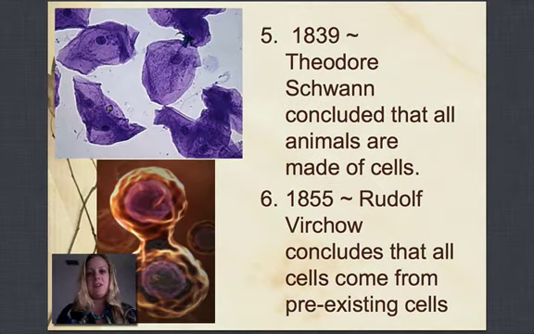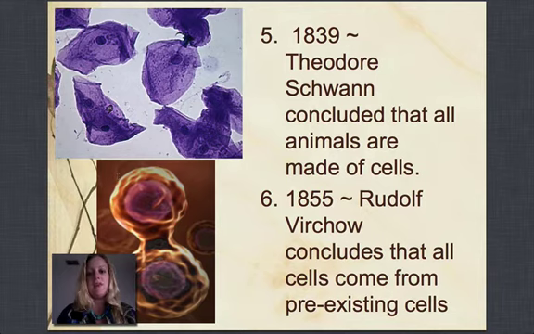In 1839, Theodor Schwann concluded that animals are made of cells. Okay, so they talked about plants. Plants are really easy to see. And then Schwann came along and said, well, what about animals? And so he specifically looked at the animal samples.